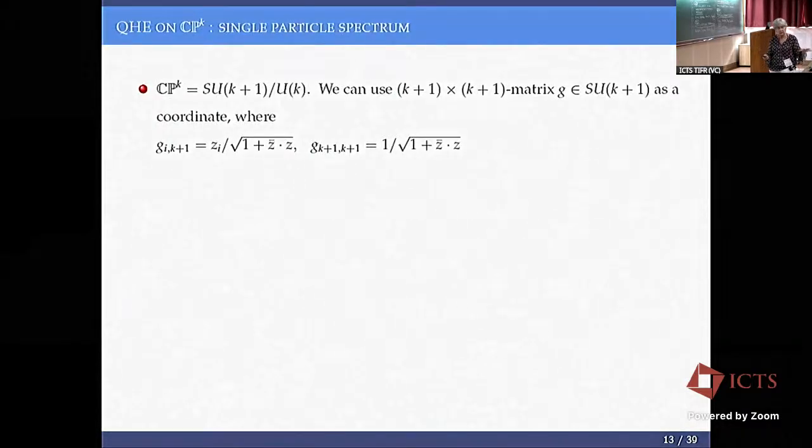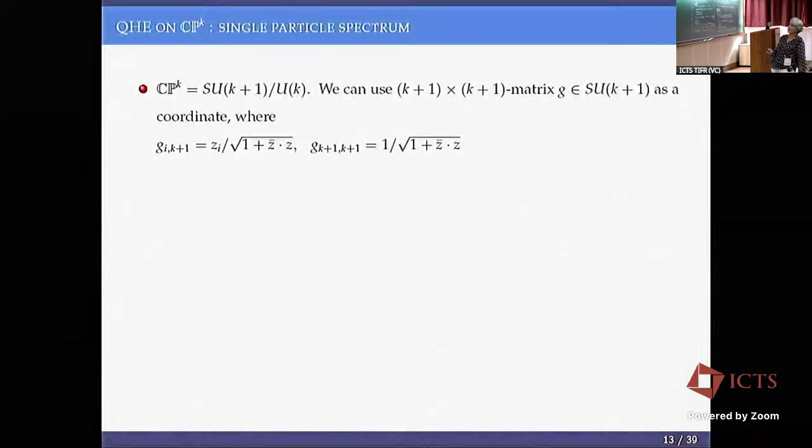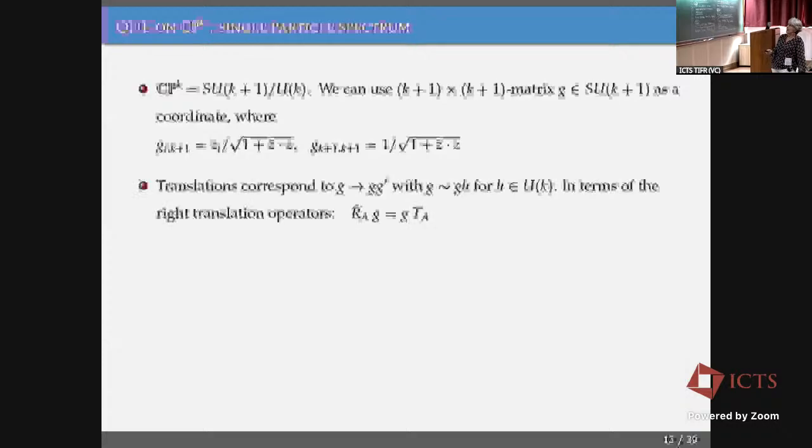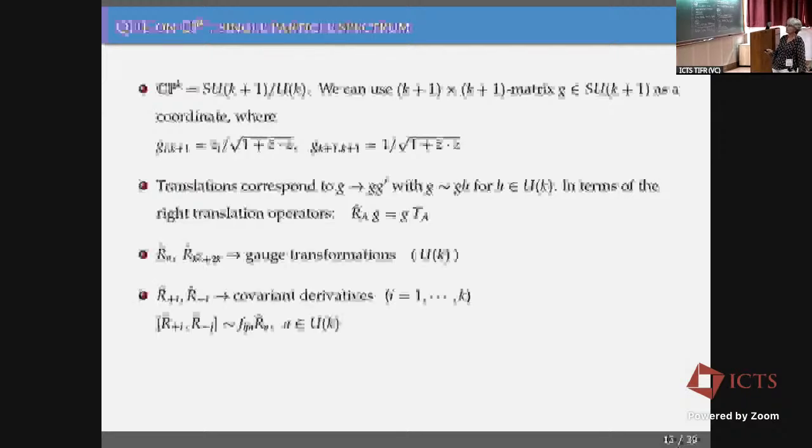So let me say a few things. It's a little more complicated here because we can have non-abelian gauge fields. Again, the translations correspond to right rotations, where G and GH, if H belongs to UK, are identical. So the UK right transformations, we can think as gauge transformations of the system. And the rest of them, we combine in complex combinations, and they give the covariant derivatives. The commutation of the two covariant derivatives takes values in UK.